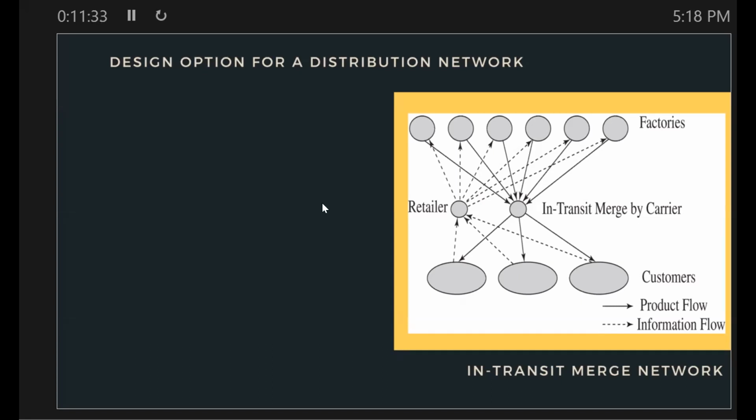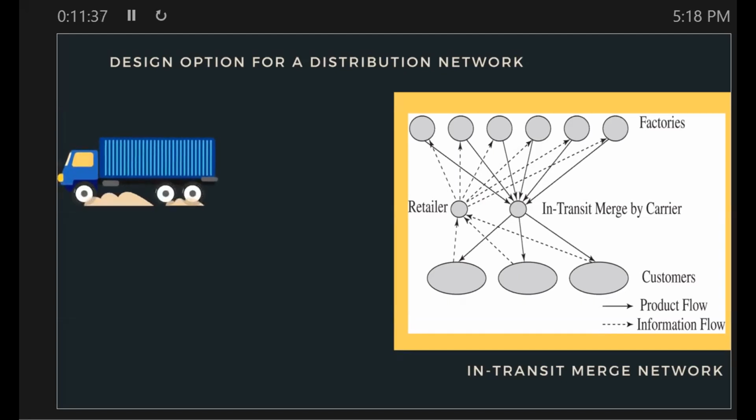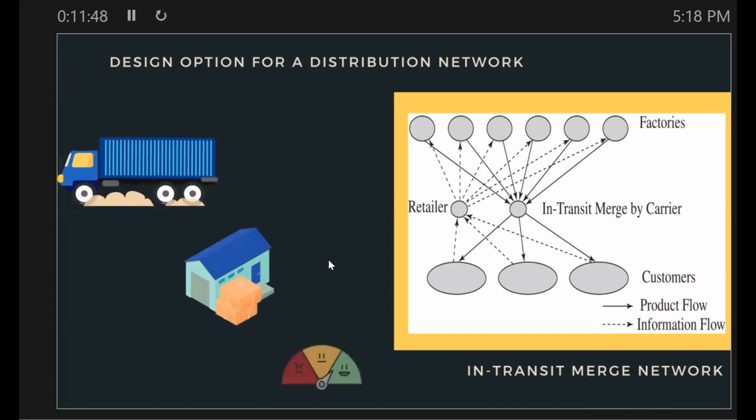So what is the difference in terms of cost factors from drop shipping? First, transportation cost will be lower since delivery to the customers will be consolidated. Though there is a higher facility cost due to the centralized hub, and customer experience is expected to be great since products will be received as one.